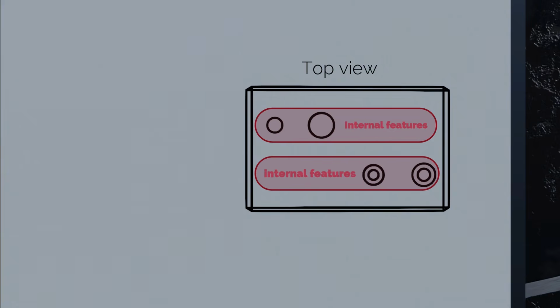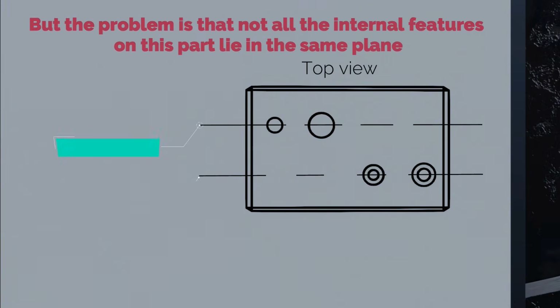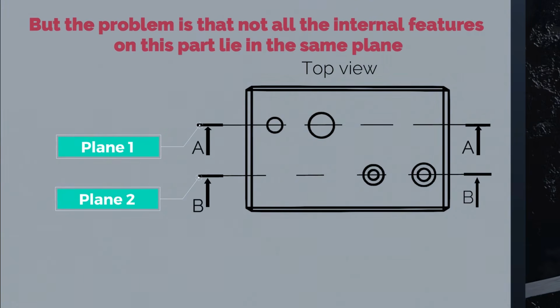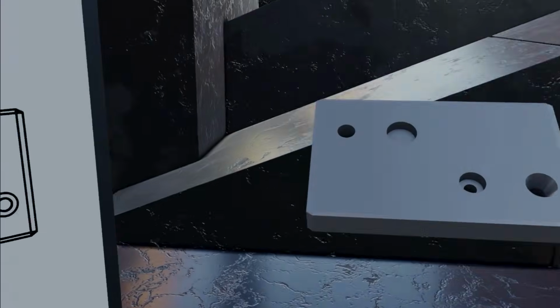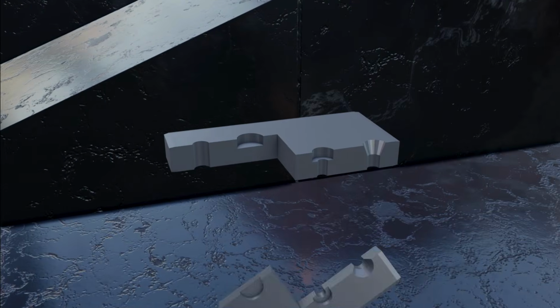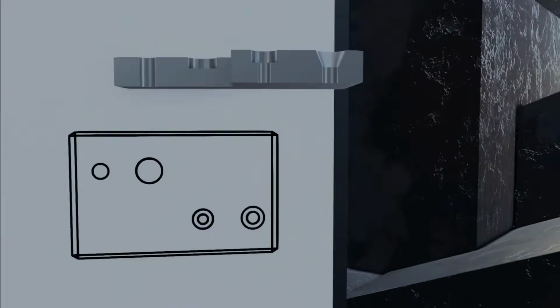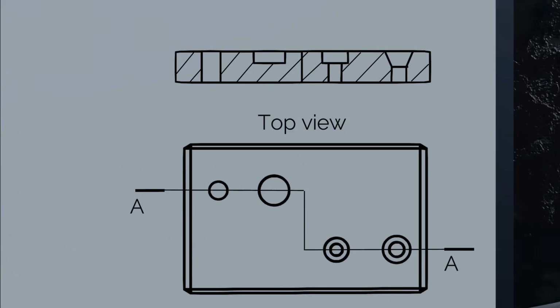But the problem is that not all the internal features on this part lie in the same plane. So instead of drawing two section views using two different cutting planes, you can use another type of section view. In this section, lines do not have to be straight lines. They can also be stepped, which means they include an offset. This is called an offset section view. This can be helpful if the important internal features that we want to show are not lying in the same plane.